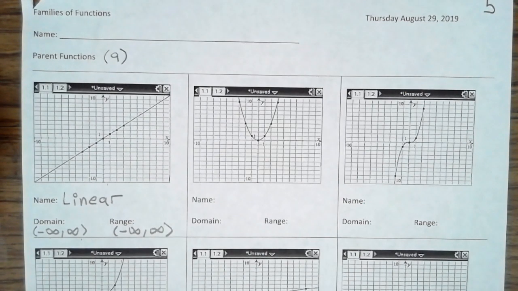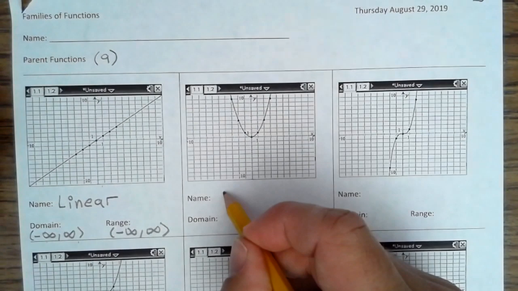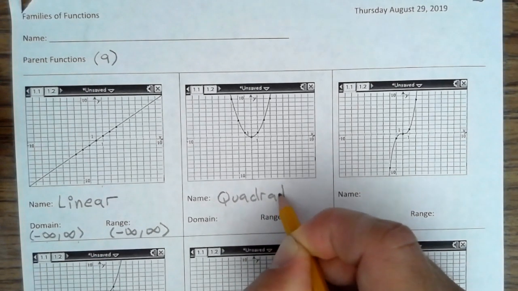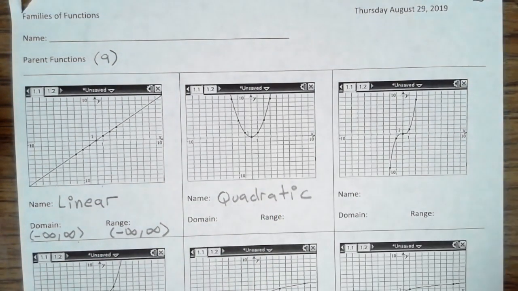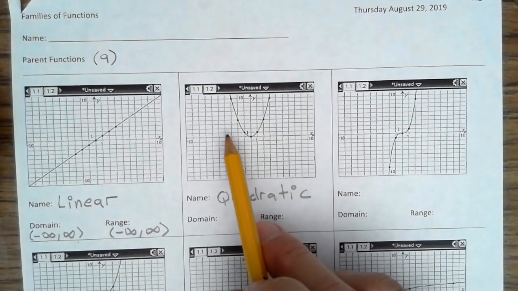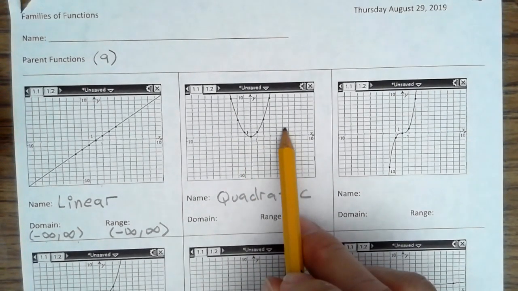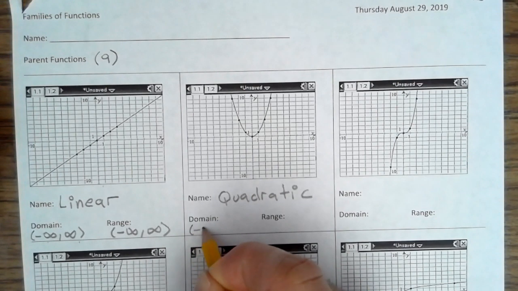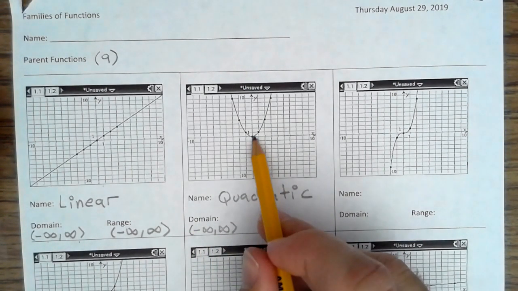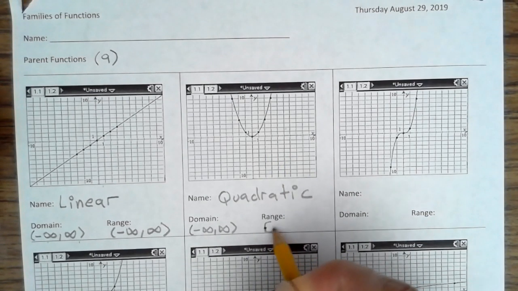Okay, now the next parent function is quadratic. The domain from left to right has no start and stopping point, so again it's negative infinity to positive infinity. The range has a starting point of 0, so that's bracket 0, because it includes 0, to infinity.